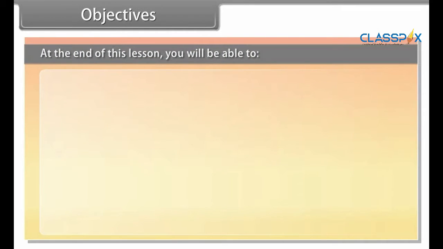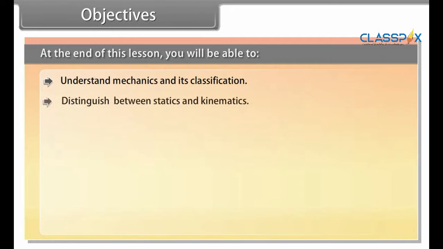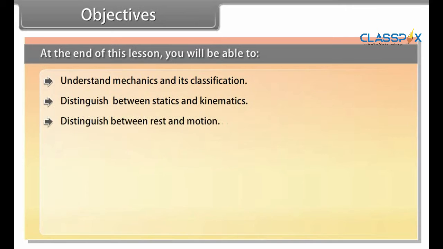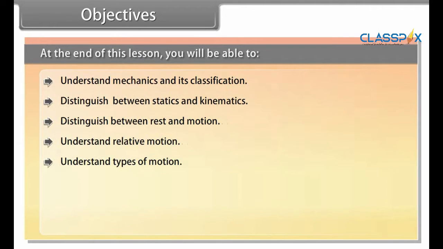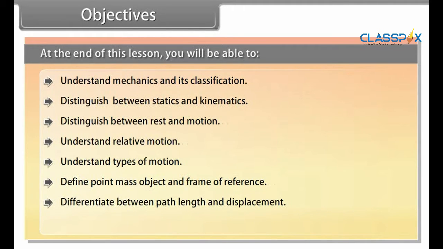Objectives. At the end of this lesson, you'll be able to understand mechanics and its classification, distinguish between statics and kinematics, distinguish between rest and motion, understand relative motion, understand types of motion, define point mass object and frame of reference, differentiate between path length and displacement, and know the difference between speed and velocity.